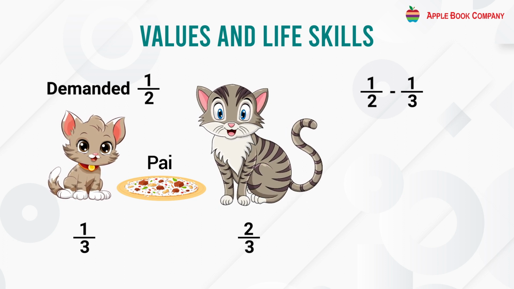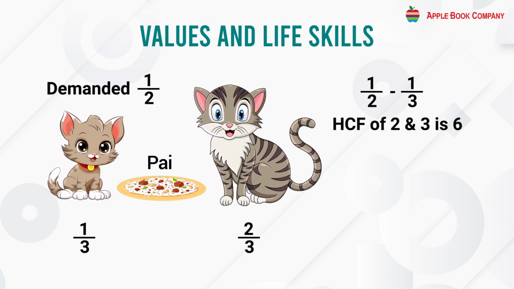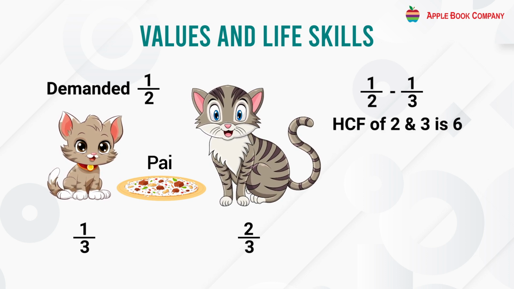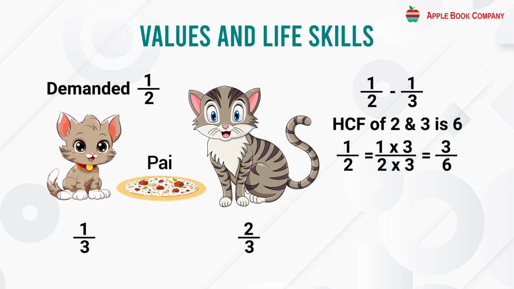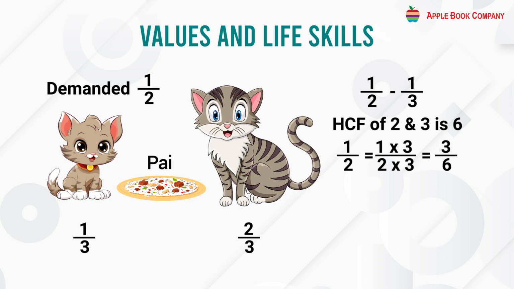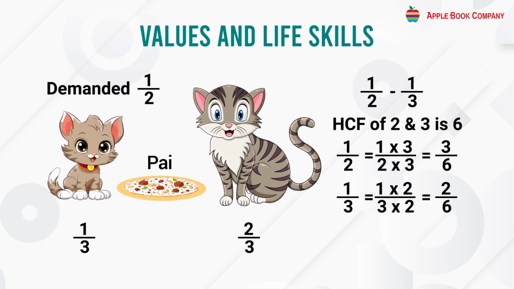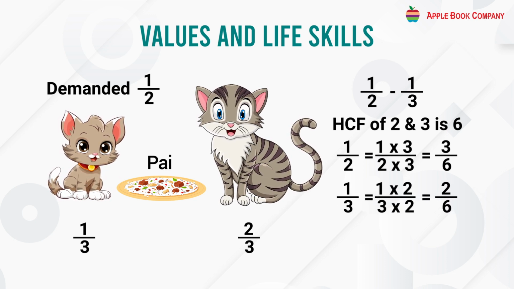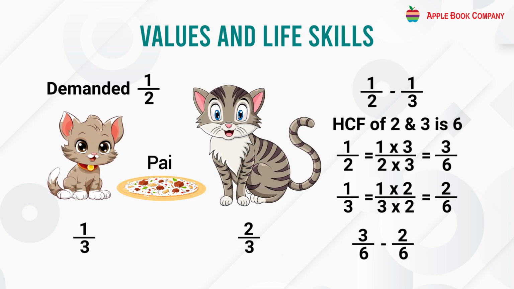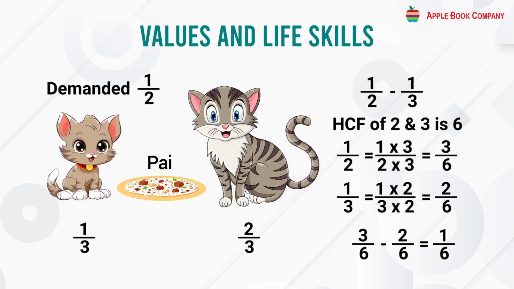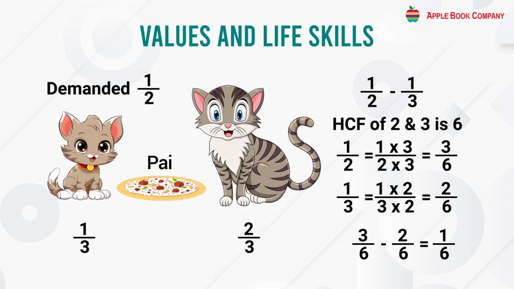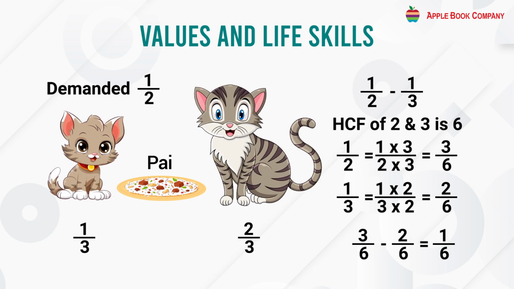1/2 minus 1/3. You need to take the common denominator, which is 6. Now 2 multiplied by 3 gives you 6. So multiply 3 with the numerator. 1 multiplied by 3 is 3. And again 3 multiplied by 2 is 6. So multiply 2 in the numerator again. So 3 minus 2 is 1. So we get the answer as 1/6. So how much more did the small cat demand? The small cat demanded 1/6 of the whole pie more.